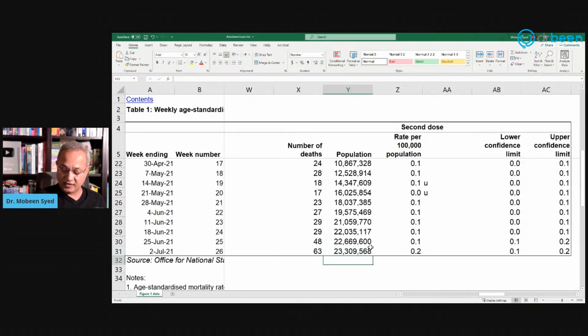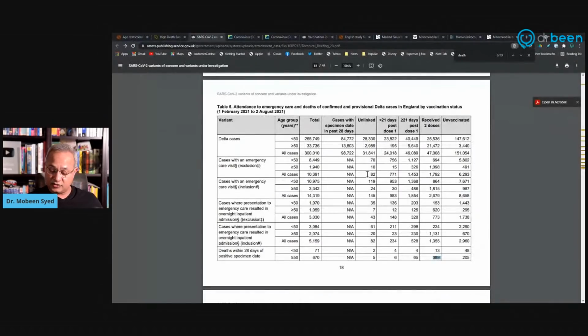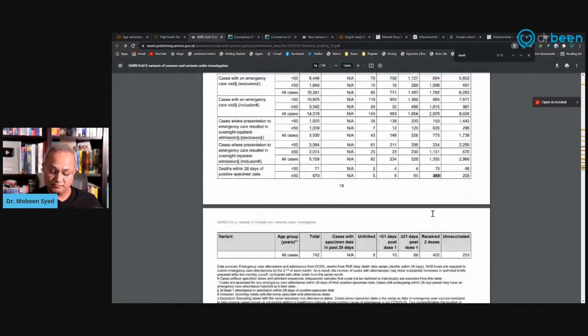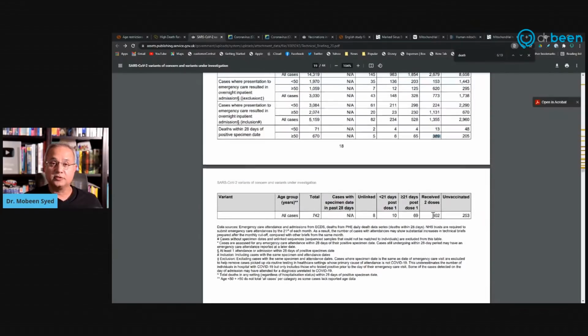Not only have they taken the deaths, they've taken the population, they've done the calculation of per 100,000, they've done the lower limit and confidence interval of one to the other. All that needs to be done here. These are absolute numbers. So because of that, I did not do this math here.